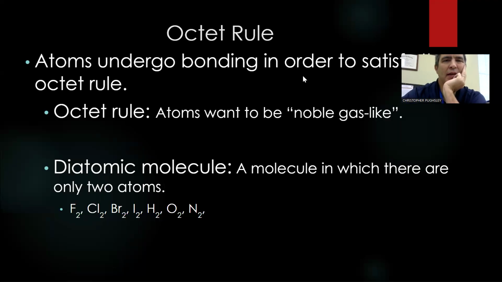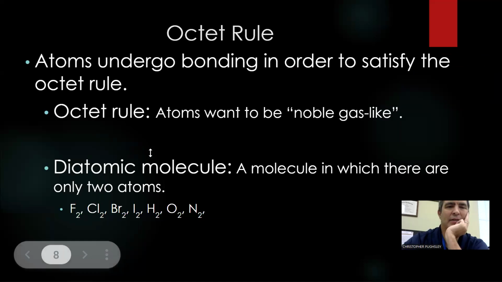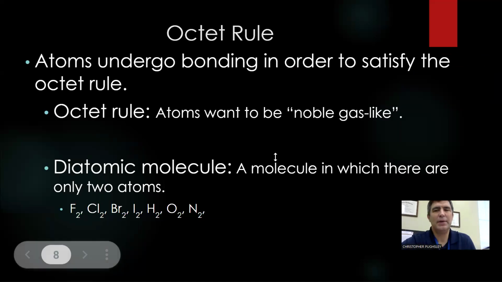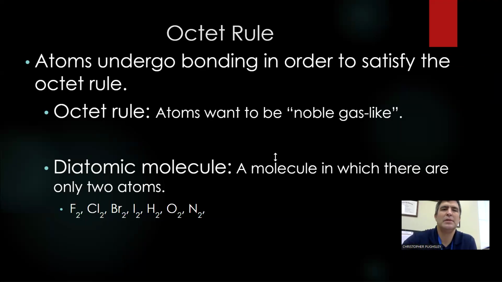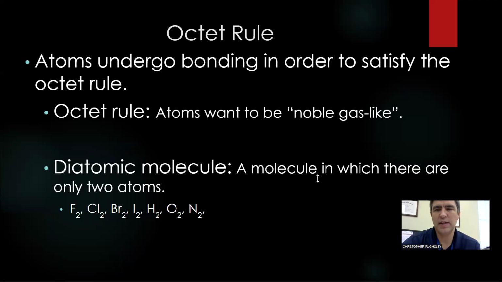Atoms that undergo bonding in order to satisfy the octet rule all want to be noble gas-like. And again, that's kind of just like ionic compounds. They're trying to become stable and become noble gas-like by sharing those valence electrons. And so I'm going to show you one of these real quick here.